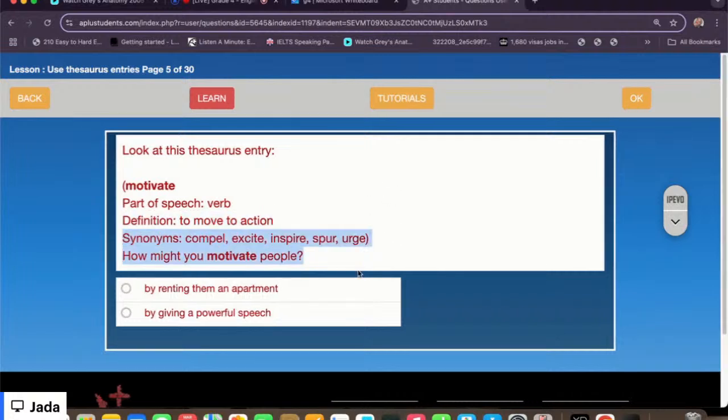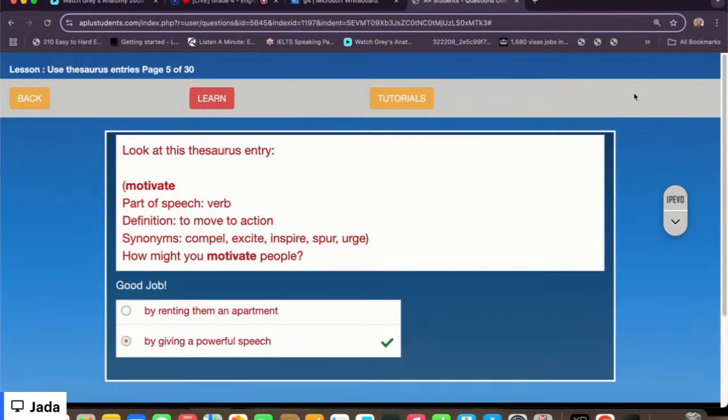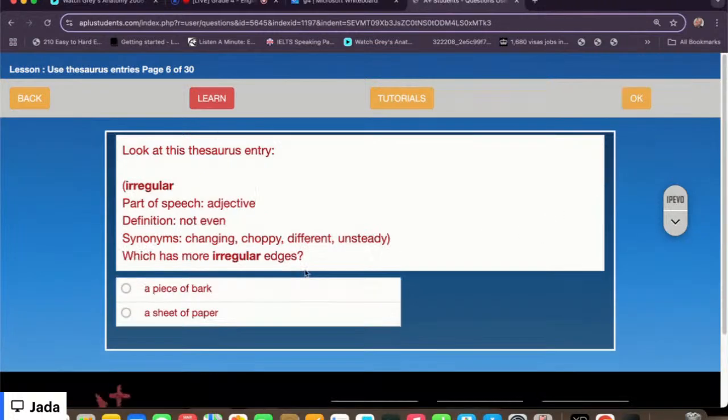All right, so let's see if that's the correct one. Okay, good job. Thank you for your answer. Irregular. Part of speech: adjective, not even is a definition. The synonyms are changing, choppy, different, unsteady.